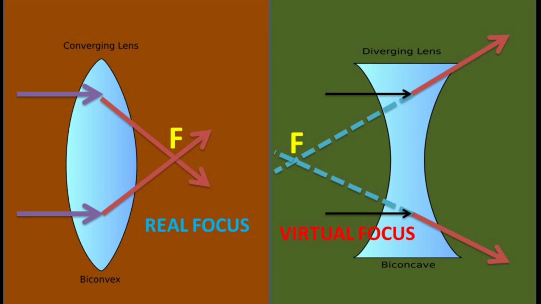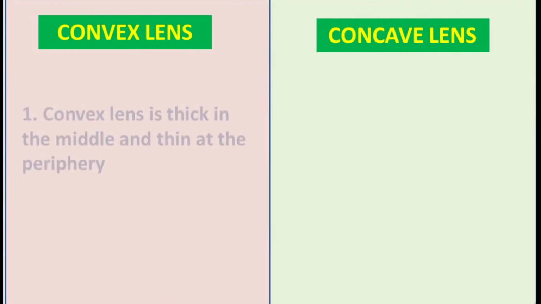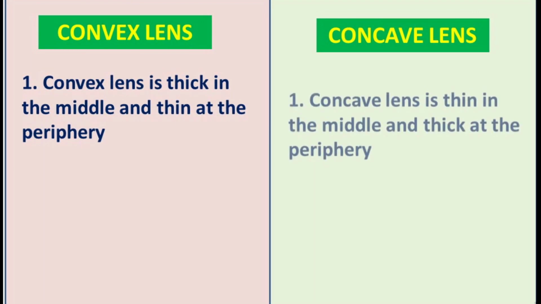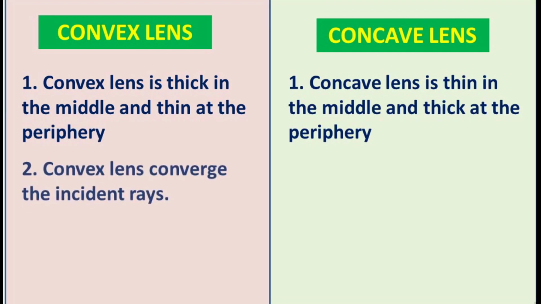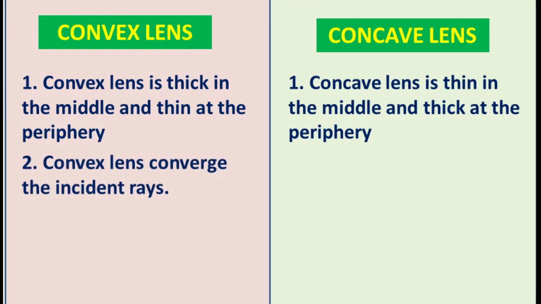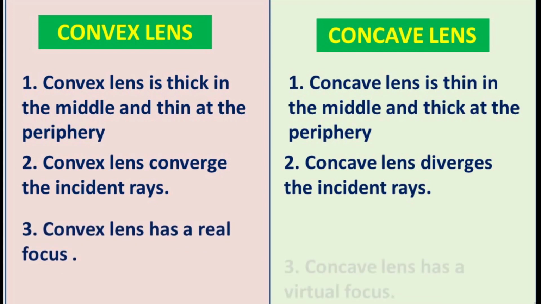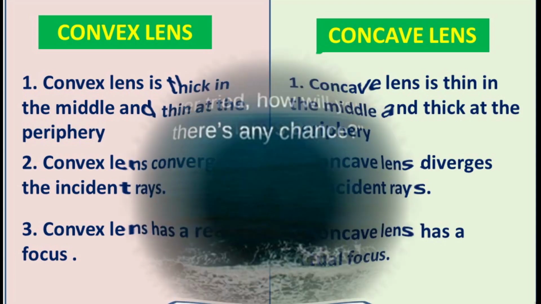So let us conclude today's class by differentiating convex lens and concave lens. We know convex lens is thick in the middle and thin at the periphery. And concave lens is thin in the middle and thick at its periphery. Convex lens converge the incident rays and concave lens diverge the incident rays. Convex lens has a real focus and a concave lens has a virtual focus. And that's the end of today's class.